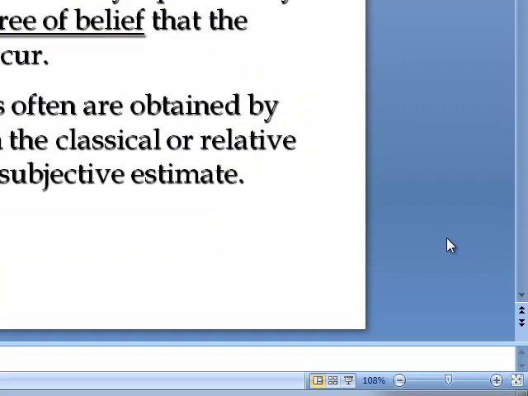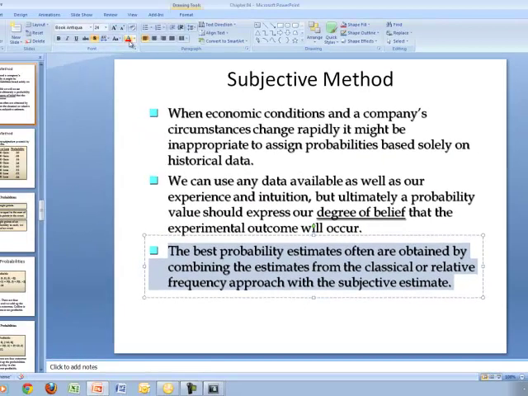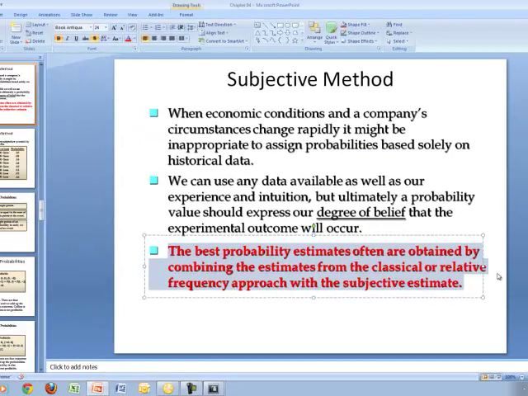The subjective method is used when circumstances change rapidly, or we do not have enough data, or we have reason based on our experience and intuition to assign a probability to an event. And that assignment will then be a measure of our degree of belief, how strongly we believe that that outcome will occur. As the author notes, the best probability estimates often are obtained by combining the estimates from the classical or relative frequency approach with the subjective estimates.